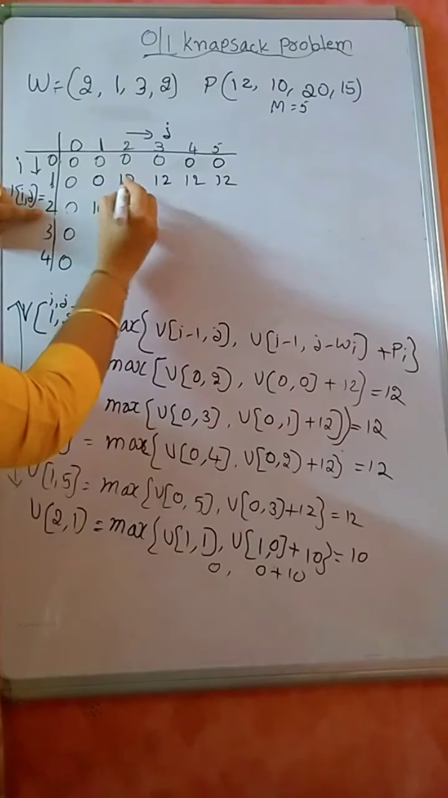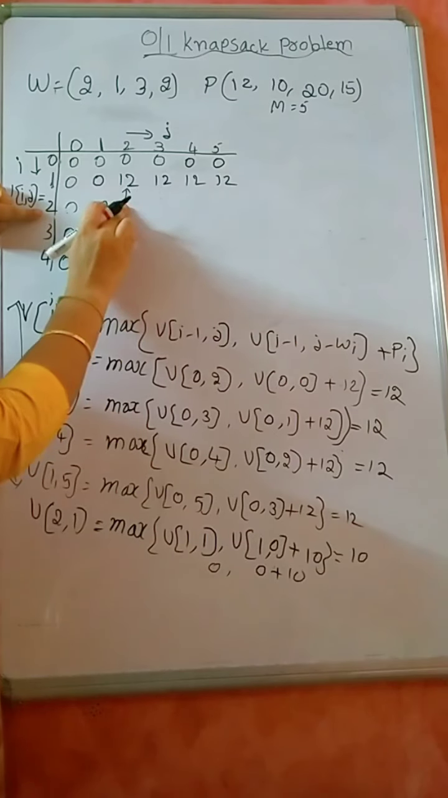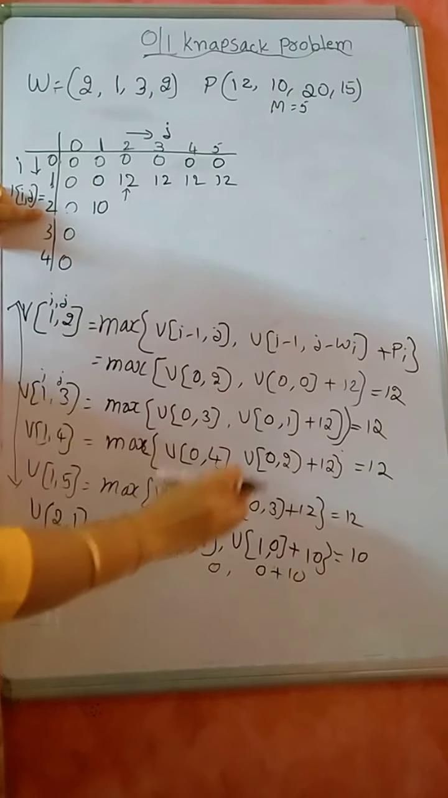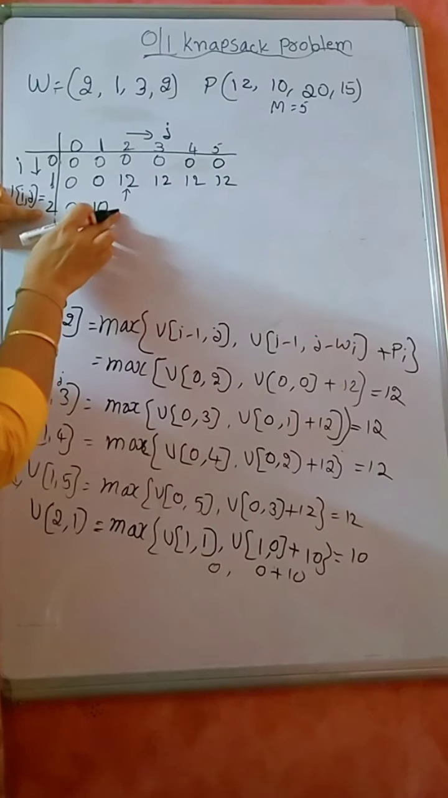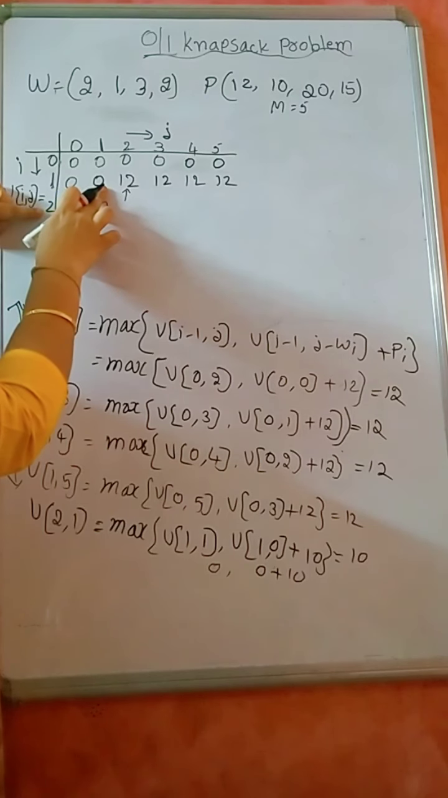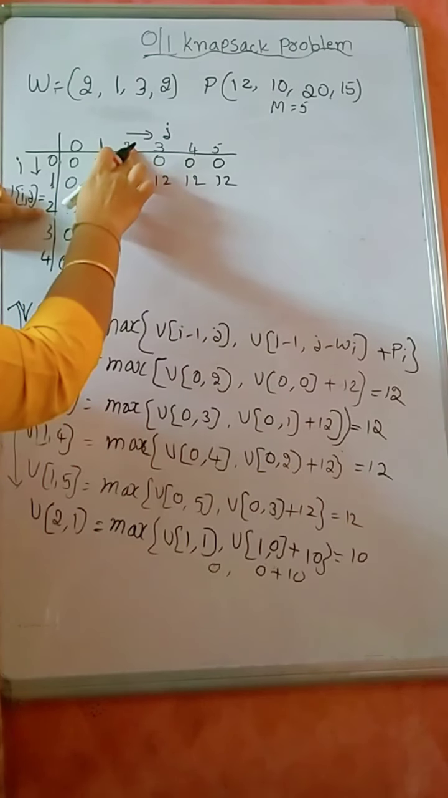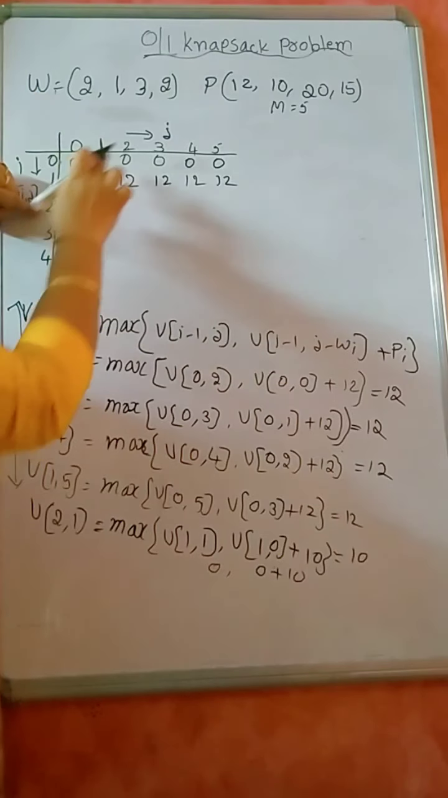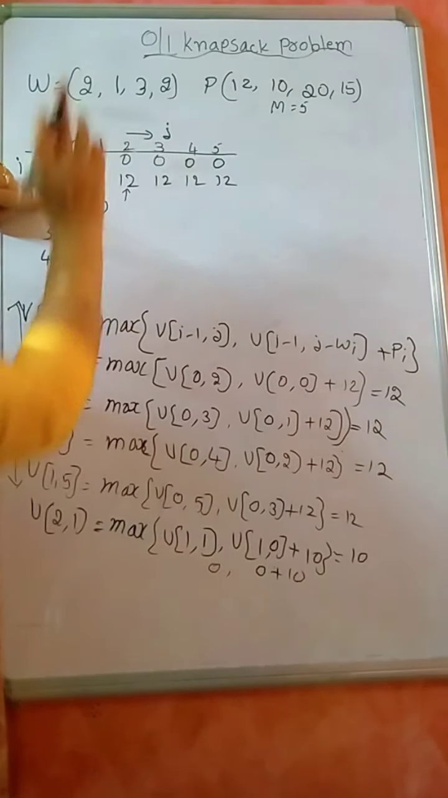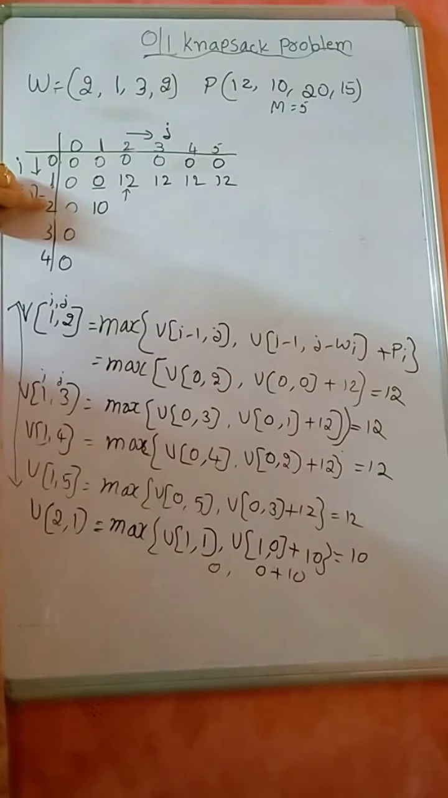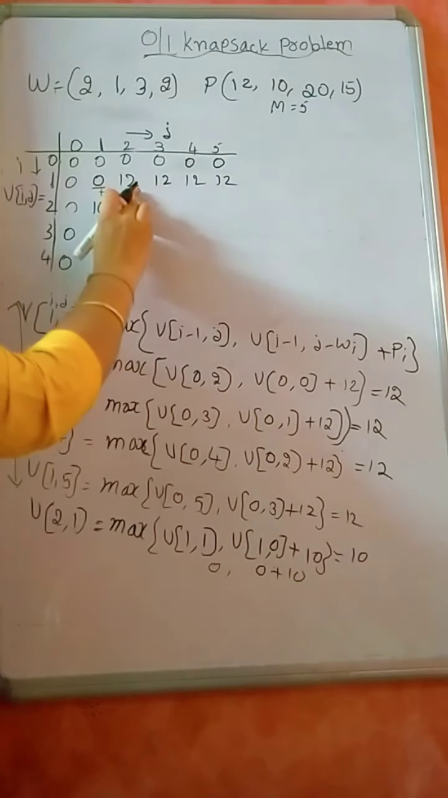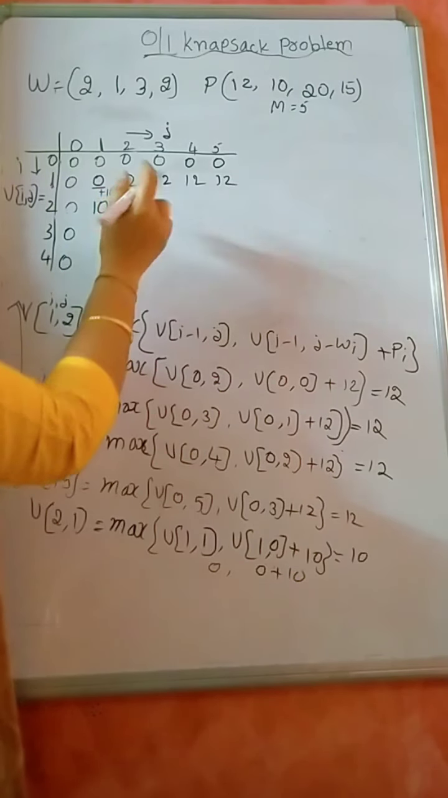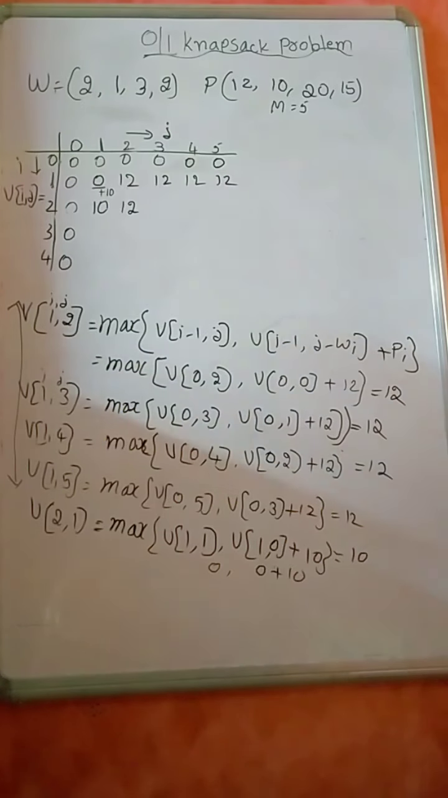What are those 2 options? Either it is the previous profit, which means 12, or it is V of I minus 1, J minus Wi. So what is I minus 1? Previous row. What is J minus Wi? What is J? 2. What is the weight of the object? 1. So 2 minus 1 is 1. That means this entry, plus adding the profit of 10. So either 12 is maximum or 10 is maximum. 12 is maximum, so copy the 12 because it is the maximum.